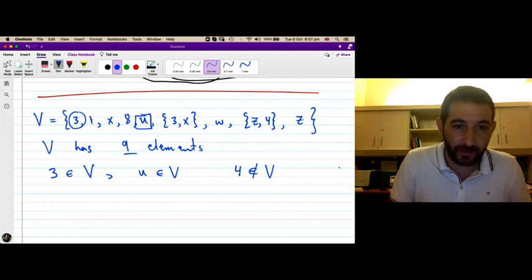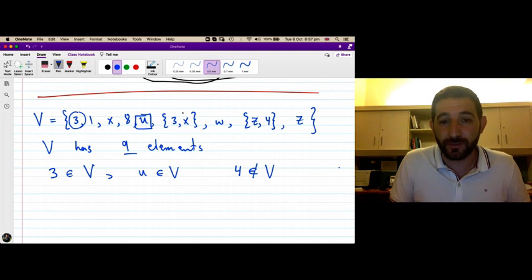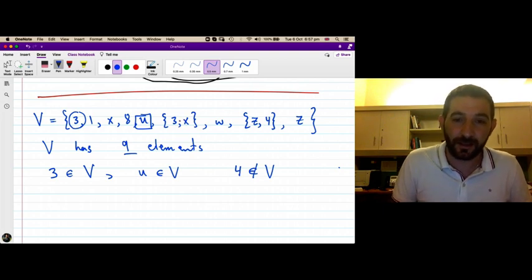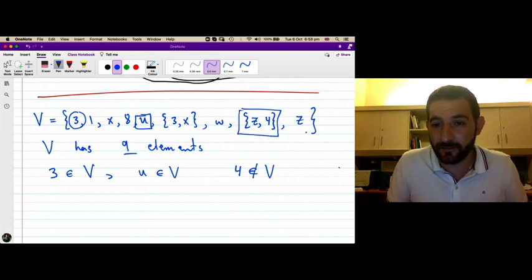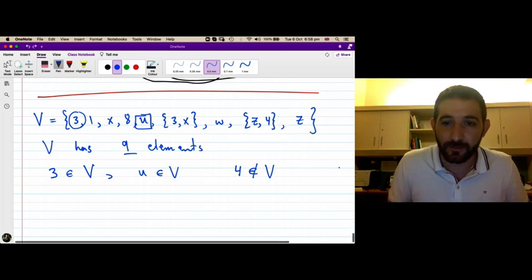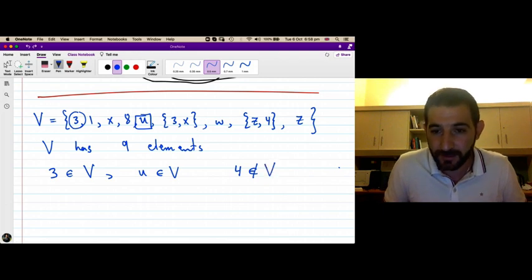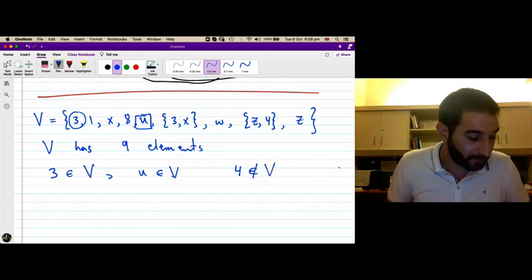The first element is 3, it's not 4. The second is 1, it's not 4. This is x, not 4. This is 8, this is u. This is the set containing 3 and x, it's not 4. This is w. This is the set containing z and 4, it's not 4. And the last one is z, it's not 4. None of them is 4. So 4 is not an element of the set V.